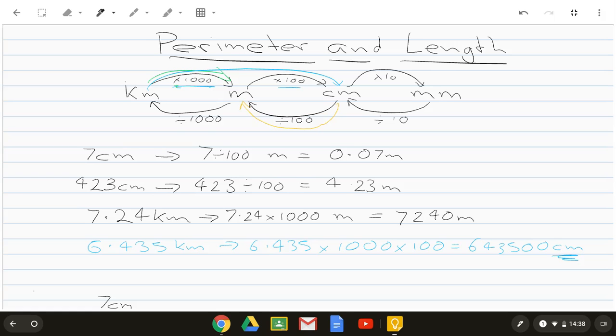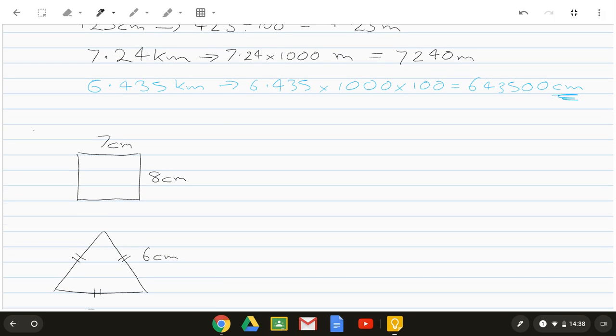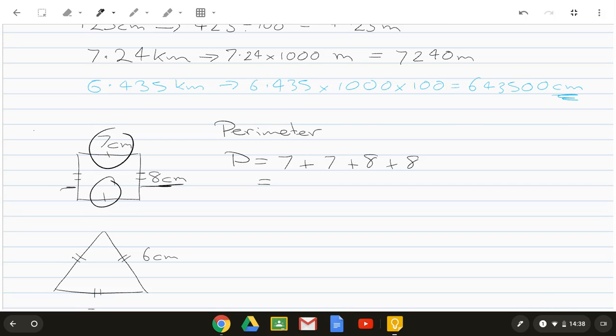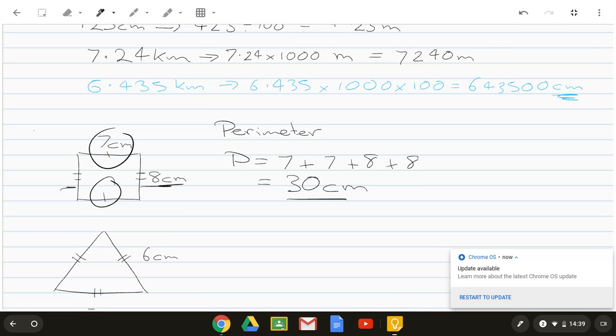Whatever you're doing with this, you need to make sure that your lengths are all in the same units in order to add them all up. So if I'm looking at some shapes and I want to find the perimeter, that's the distance around the outside. So in this case, if this is a rectangle, 7 centimeters by 8 centimeters, the perimeter is equal to 7 plus 7, that's my two sides that are 7, plus my two sides that are 8. So 7 plus 7 is 14, plus 8 is 22, plus another 8 is 30. And don't forget our units are in centimeters, because this is just a linear measurement, so it's just centimeters.